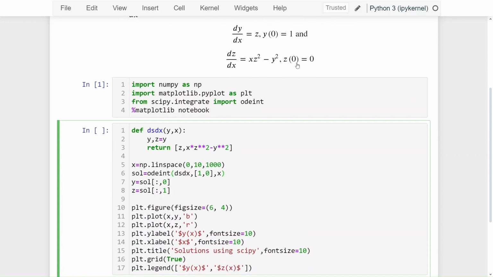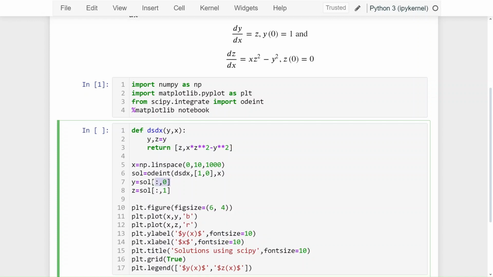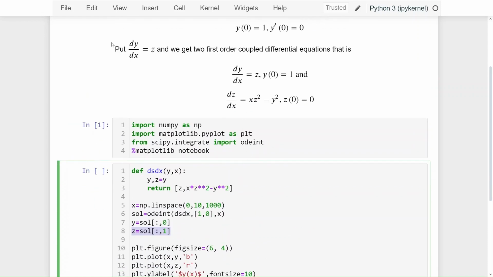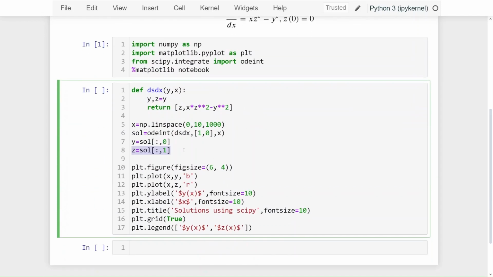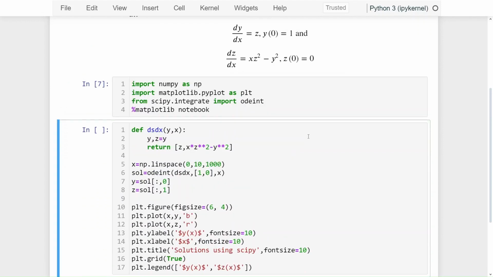Because these are two differential equations, coupled differential equations to be exact, we will get two solutions in an array form. The first one is our main solution for y, and the second array is the z solution. And remember that z is dy by dx, nothing else. So let's run this code and see what we get.